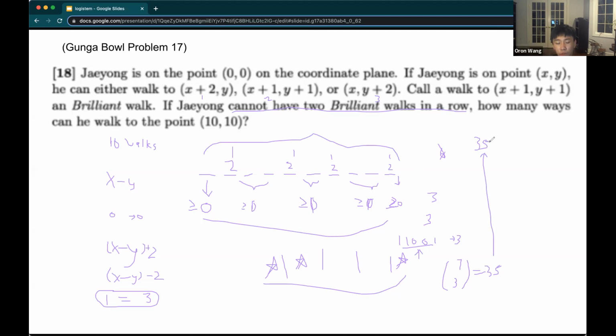And then for the 1s and 3s, there are 6 spaces left. We can choose 3 of them to be 1s, and then the other 3 are going to be 3s. We can do that in 20 ways. So in this case, there's 35 times 20 equals 700 total ways, in the case that there are 4 2s.